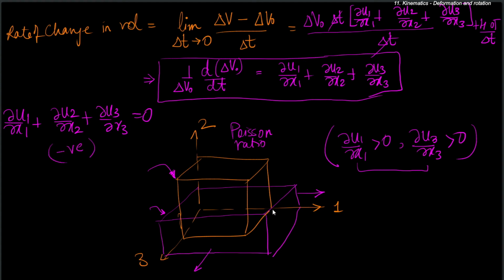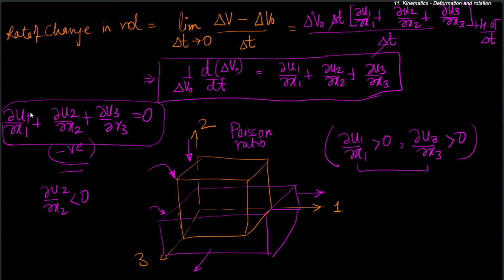Meaning, if we have elongation in the 1 and 3 directions, we must have ∂u2/∂x2 less than 0, meaning a contraction in the 2 direction. And that contraction is not arbitrary, but rather it happens in such a way that the volume remains fixed. And this essentially is the divergence of the velocity vector. If the volume is constant, it will be equal to 0. If the volume is not constant, it will not be equal to 0.